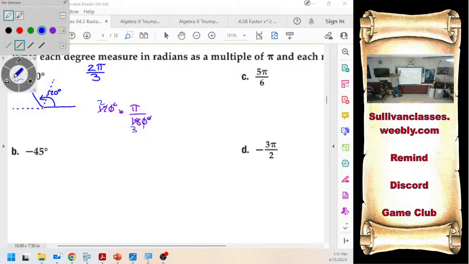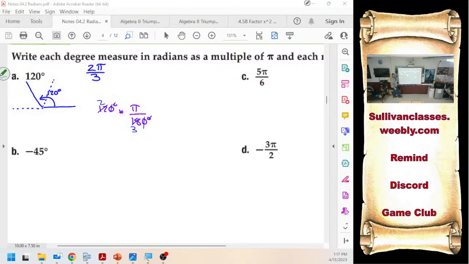Careful. Where is a negative 45 degrees? Which quadrant? Fourth. Right? I start at positive x. Negative means I turn this way, 45 degrees. So here's my starting initial position, standard position. I'm going to turn down this way, negative 45 degrees.